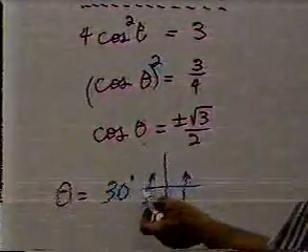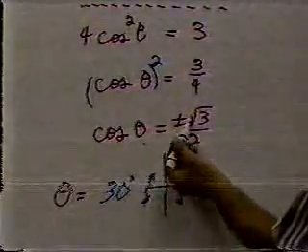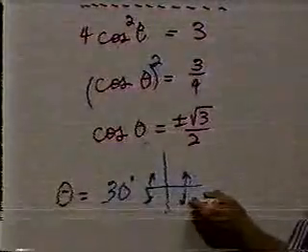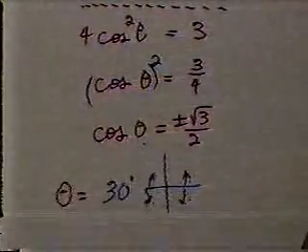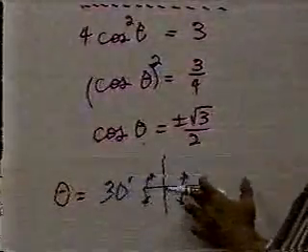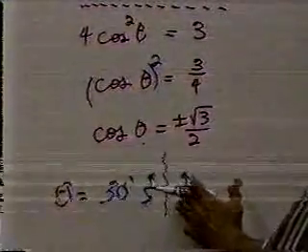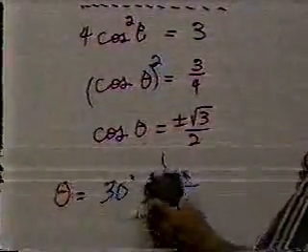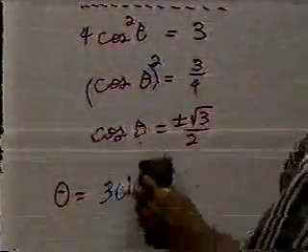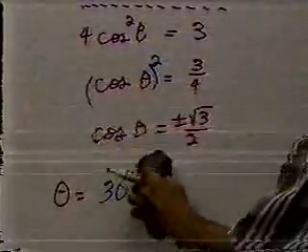But the way you get those, the first line I have is the positive gives us 30 and 330. The negative gives us the 150 and 210. You see, your calculator will not give you all of those. It will only give you the 30 degrees, or the 150 for the minus. So we need to know trig to be able to get all the angles.